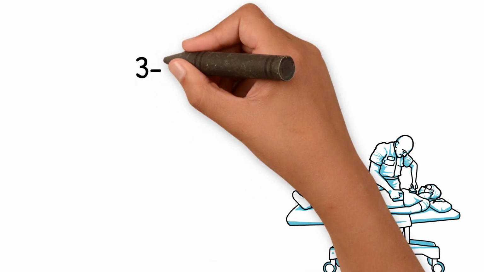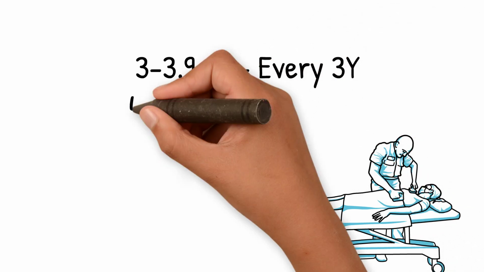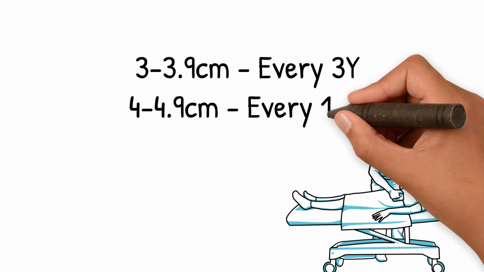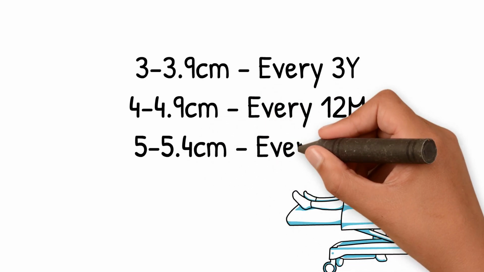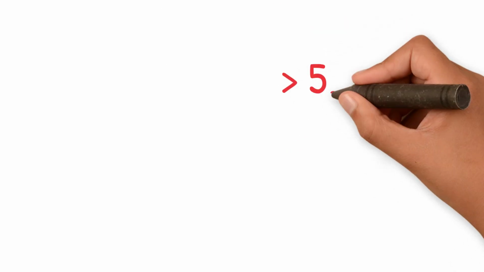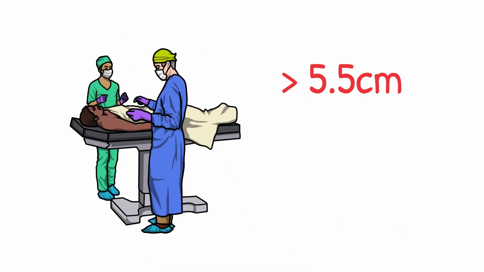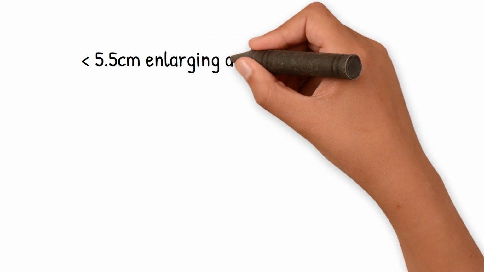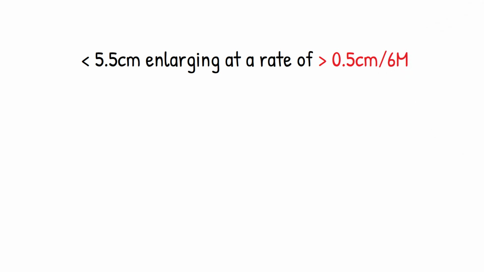If the aneurysm is 3 to 3.9 cm, you must repeat the ultrasound every 3 years. If it is 4 to 4.9 cm, do an ultrasound every 12 months. If it is 5 to 5.4 cm, do an ultrasound every 6 months. If the aneurysm is more than 5.5 cm, transfer the patient for surgery. However, if an aneurysm less than 5.5 cm is enlarging at a rate of more than 0.5 cm over 6 months, then you must do surgery.